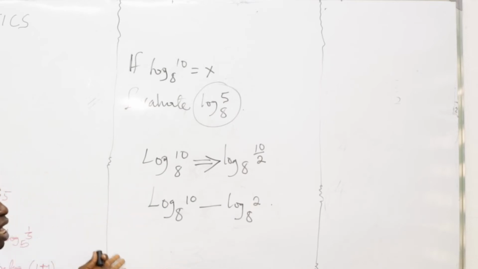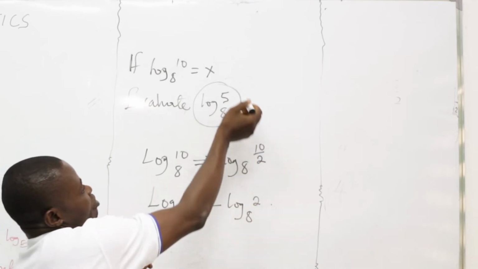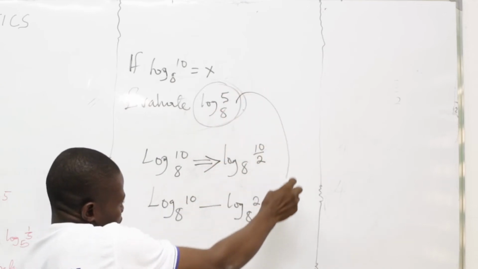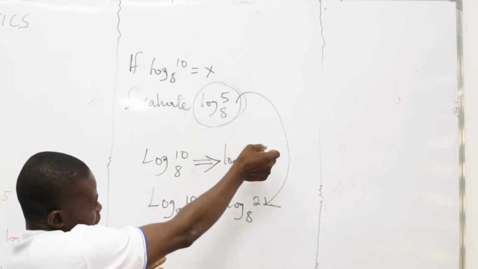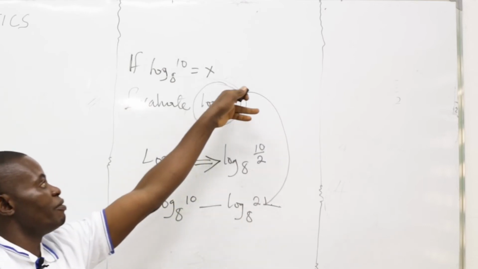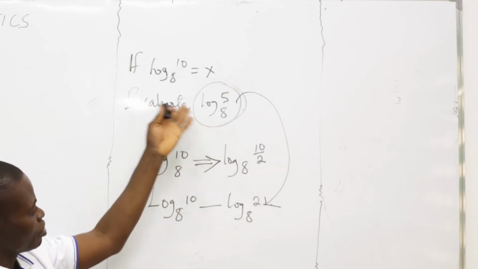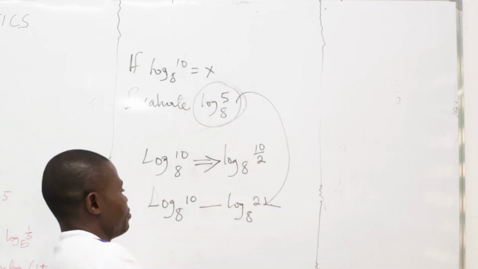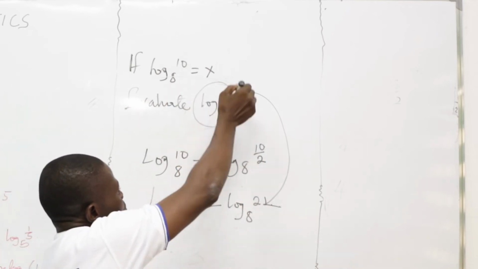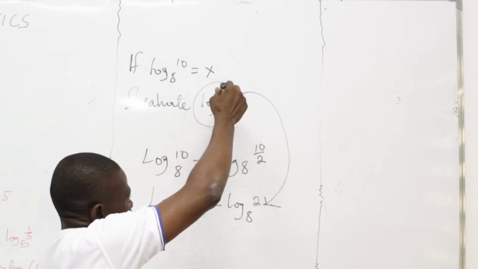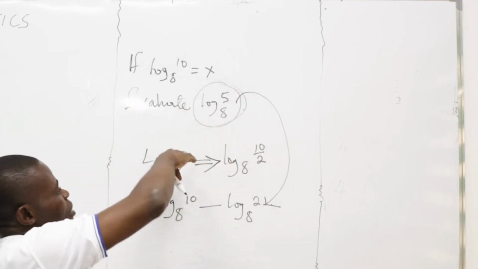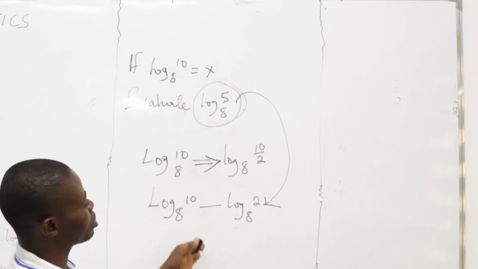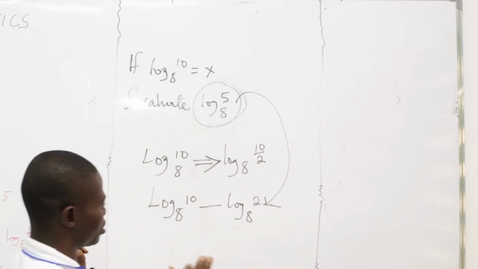Guys, what's going on? I have separated this. I am trying to evaluate this. Now I have evaluated. The whole of this thing now is giving us this. Of course, 10 over 2 equals what? 5. I think you can agree to that fact. So since this will be able to produce 5, it means this particular point of interest they want us to evaluate simply implies log 10 base 8 minus log 2 base 8.